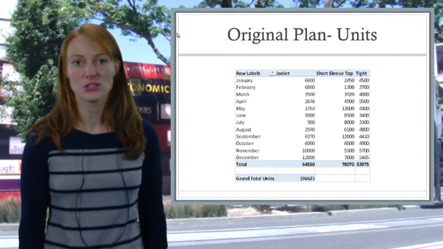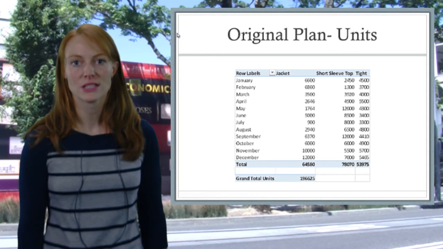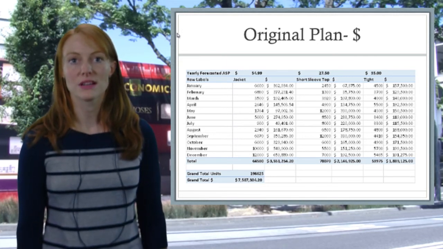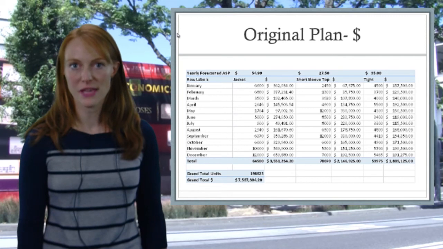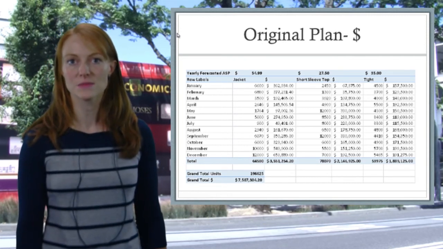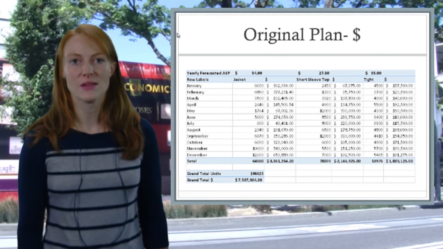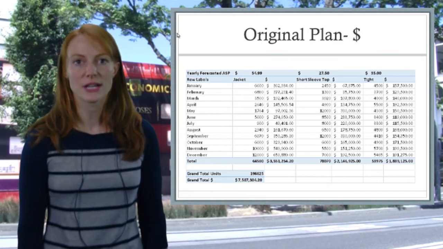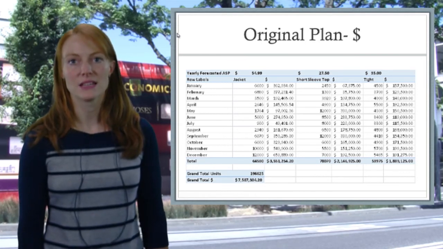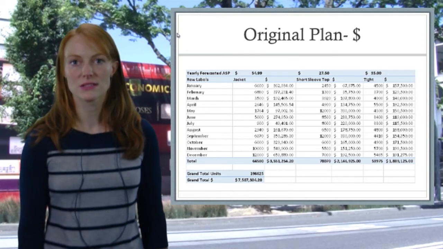Here's our original plan in units. It's just about 200,000. What I want to do is take those units and turn them back into a financial plan. So here I have my yearly forecasted ASP, which I'm getting from my financial teams. For my jacket, I'm seeing that my ASP is forecasted at $54.99. For my short sleeve top, it's $27.50, and for the tight, it's $35.